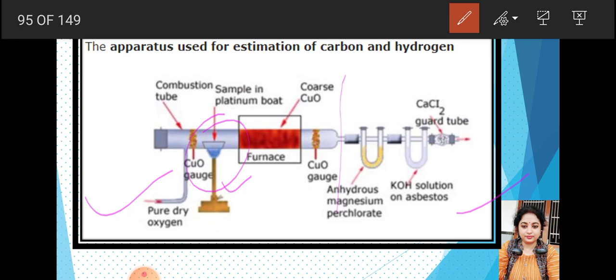So this was the principle, apparatus and procedure. Now what is left is observation and calculation. One more thing you have to remember: if the compound may contain nitrogen, halogen and sulfur also, then we have to change the procedure and add some other system in this apparatus. But here we are only telling that carbon and hydrogen are present in the compound. We are not discussing nitrogen, halogen and sulfur.